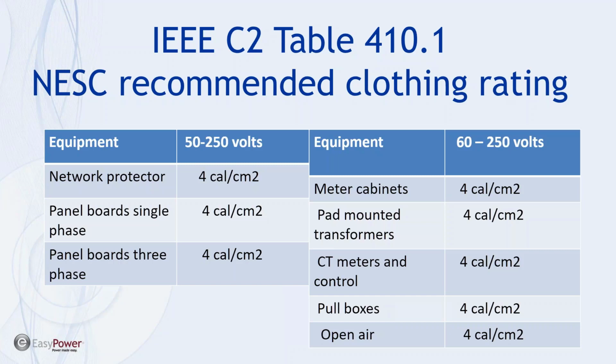But in this regard, for equipment below 250 volts, they recommend for network protectors 4 calories per square centimeter, panel boards single phase, 4 calories per square centimeter, and panel boards 3-phase at 4 calories per square centimeter. Likewise on meter cabinets, oh, I got a typo. The equipment ranges from 50 to 250 volts on this list as well. Pad-mounted transformers, CT meters and controls, pull boxes and open air systems, again at 4 calories per square centimeter.